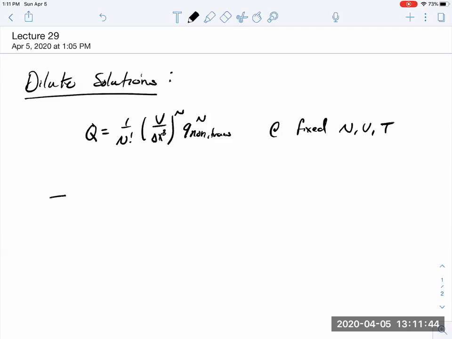From this partition function, we can compute the chemical potential of those solutes as the first derivative of the Helmholtz free energy with respect to the number of particles, holding V and T fixed, which is related to the partition function with a factor of k_B T, and then the derivative of the log of Q with respect to N.